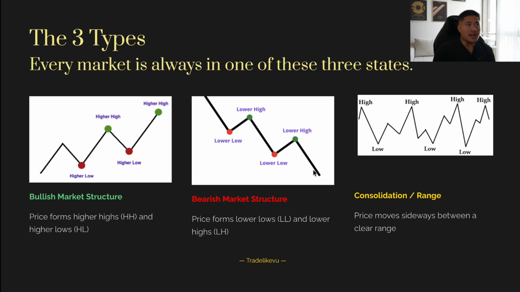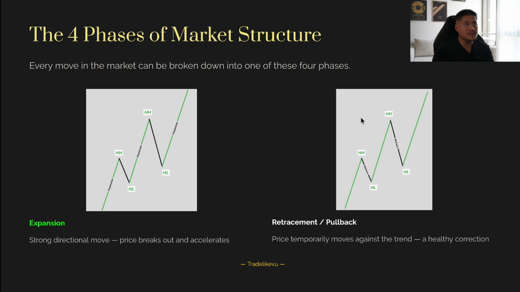And then we have a third phase, which is the consolidation or ranging phase. So it's basically moving sideways, okay? So it's not a clear bullish market structure and it's not a clear bearish market structure. So then it's a consolidation or a range. So price is moving up and down, like bouncing up and down from a range, right? From a higher range and from a lower range, all right? So it basically looks like this, moving sideways, okay? So that's the 3 types.